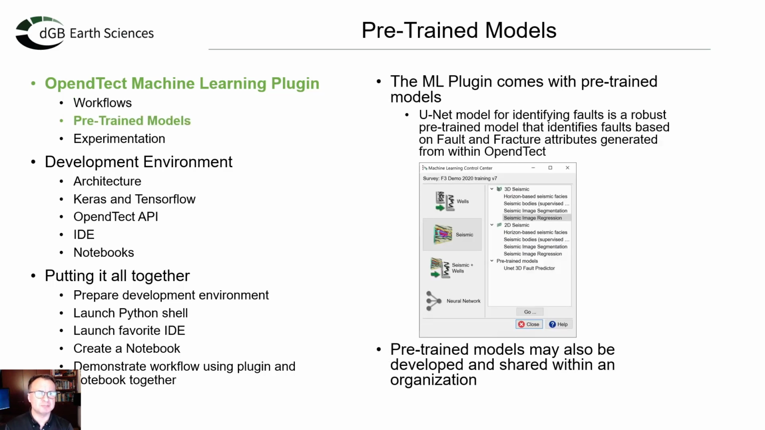So the machine learning plugin comes with pre-trained models. For example, there's a UNet model for identifying faults. It has a robust pre-trained model that identifies the faults based on fault and fracture attributes generated from within OpenDetect. And we'll look at that in some detail in the demonstration. And our pre-trained models may also be developed and shared within an organization.